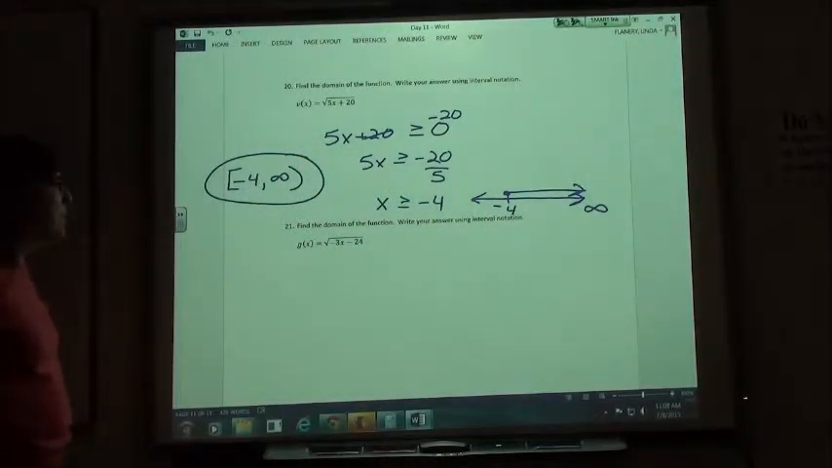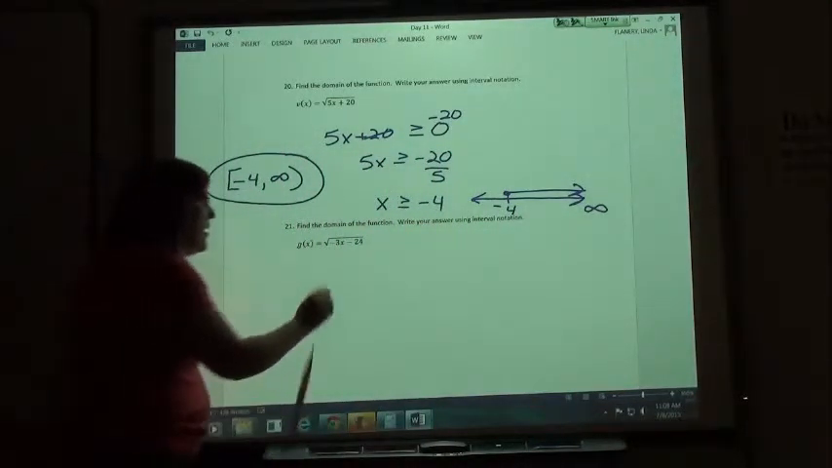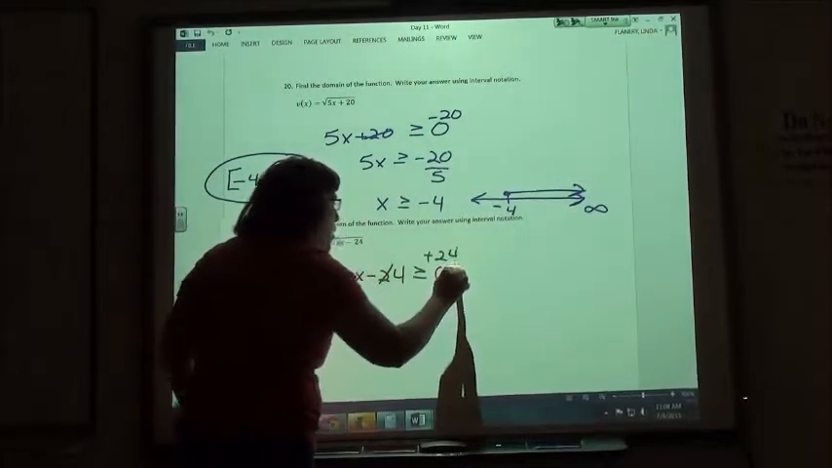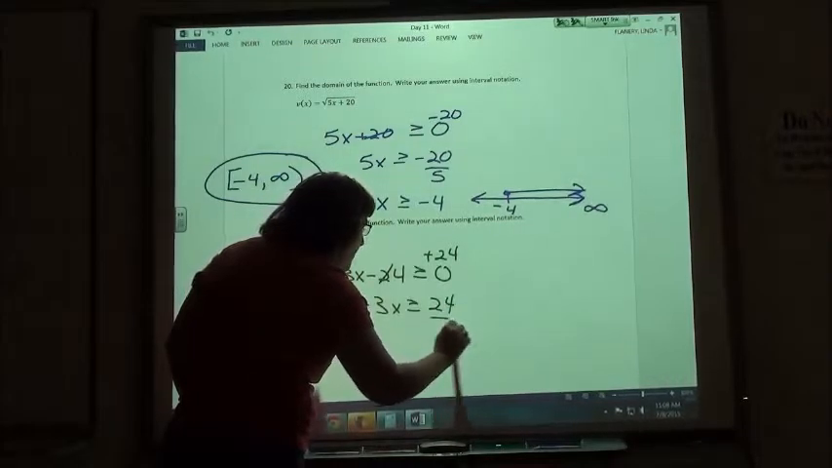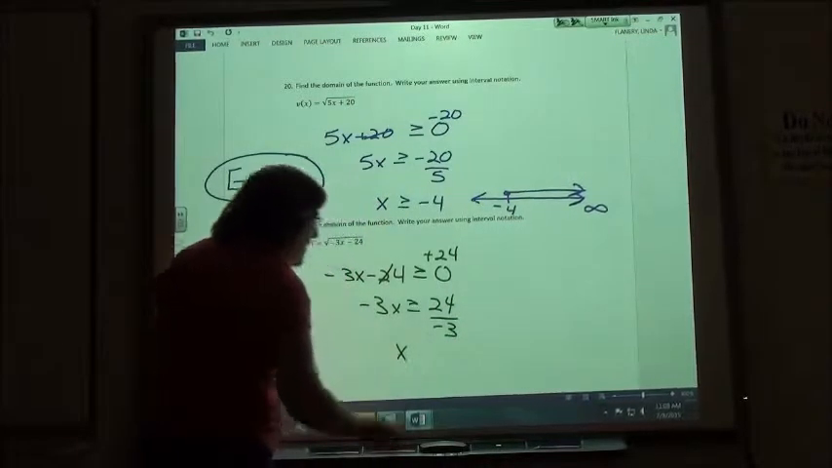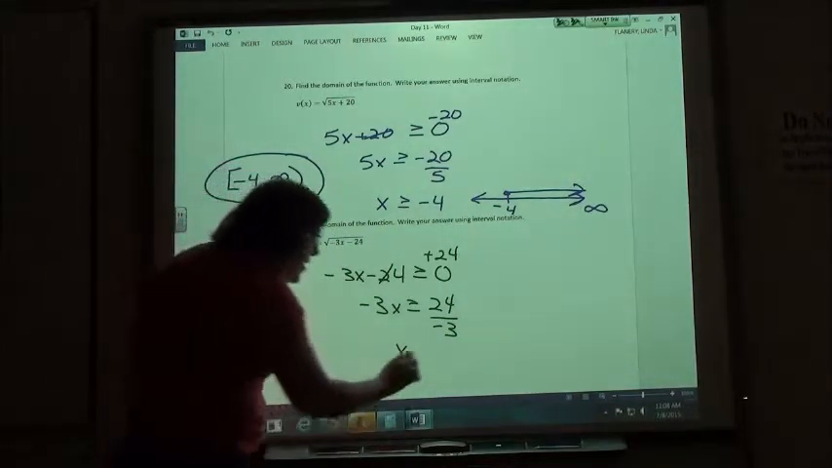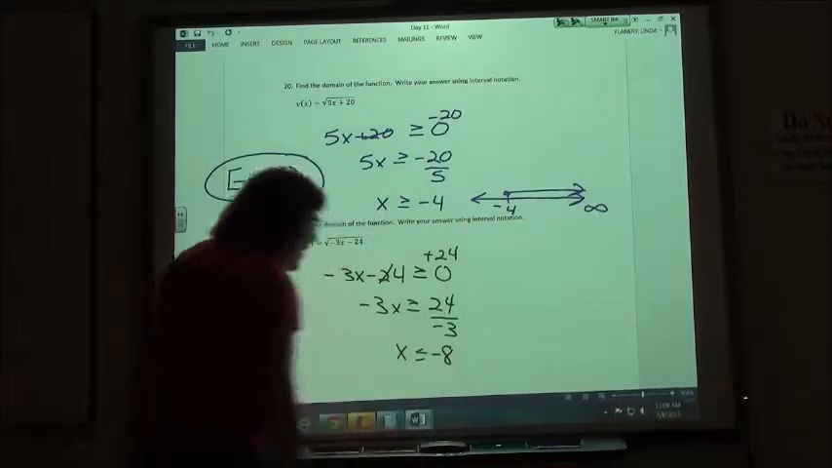The next one, same kind of thing. Negative 3x minus 24 has to be greater than or equal to 0. So I'm going to add my 24. Negative 3x is greater than or equal to 24. Dividing, I divided by a negative 3, so x is less than or equal to negative 8.